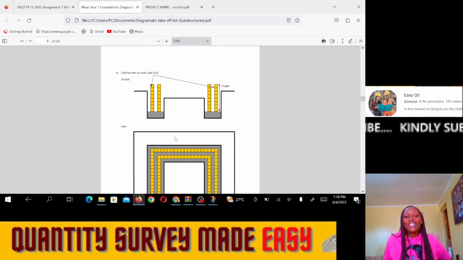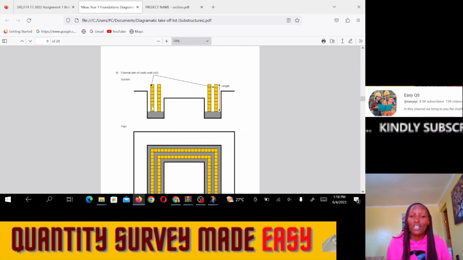So we shall go to the external skin of the cavity wall. How are we able to measure the area? Still, we shall always use the center line. If you haven't seen our videos on center line, kindly go back to those videos, because you really need to know how to calculate center lines and why we use center lines.